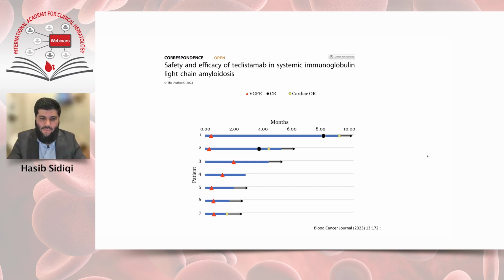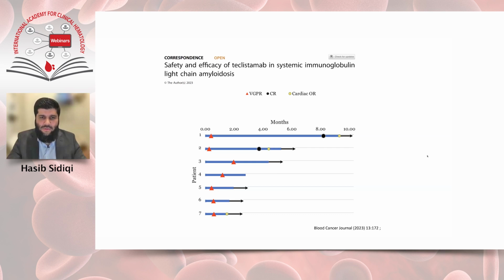Nevertheless, this is a very small case series of patients treated with teclistamab that was published this year. These were patients primarily with multiple myeloma and amyloidosis, although one patient in this cohort had light chain amyloidosis only. But what they identified was that patients responded. Some patients had deep responses that were sustained. There were cardiac responses observed. And this just highlights that these agents have potential in this disease.